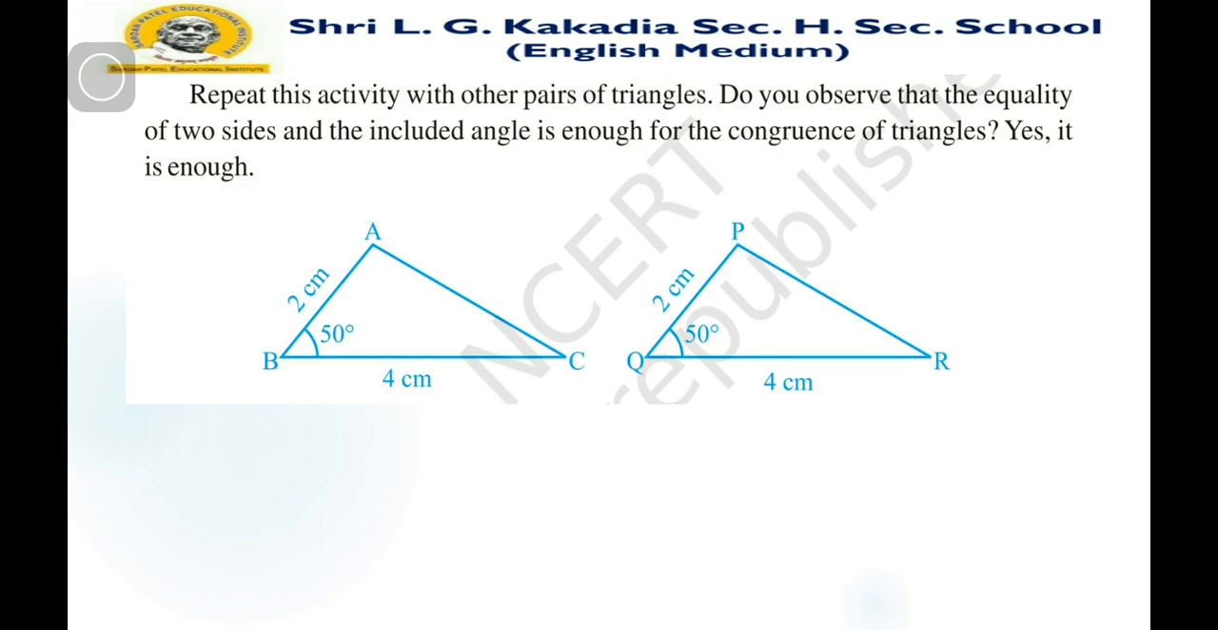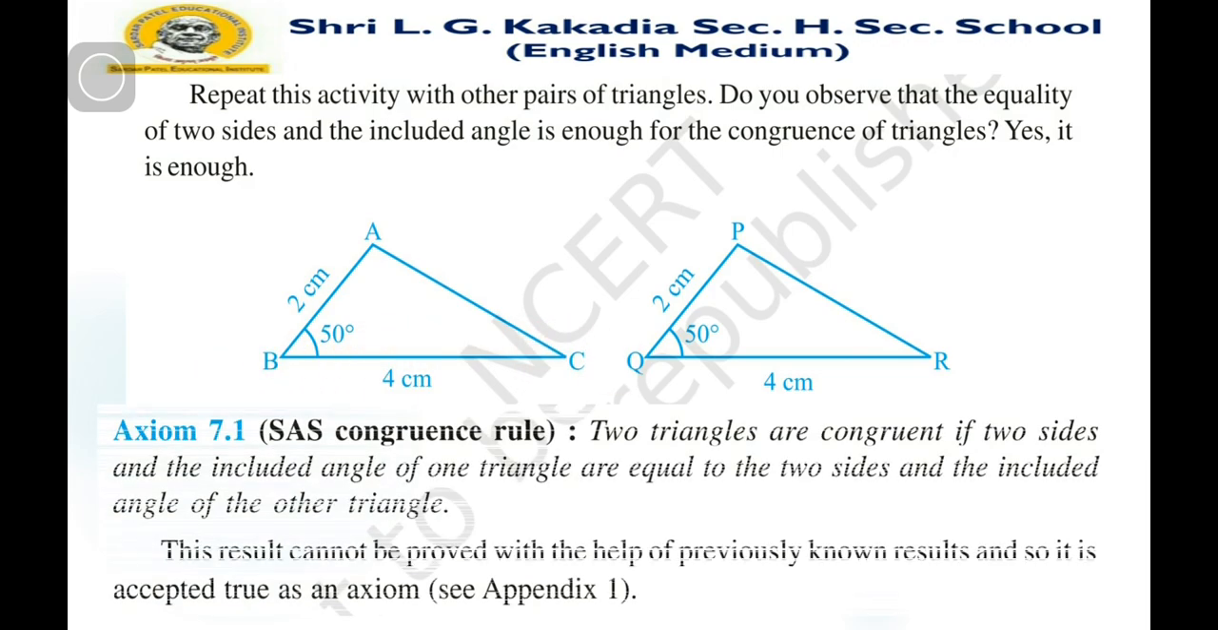So here you can see one side, angle and side. This is the first criterion of congruent triangles, and we say that it is Axiom 7.1. We know that an axiom cannot be proved; we just assume that the given statement is true. Axiom 7.1, SAS congruence rule. S means side, A means angle, and S means side: side, angle, side congruence rule.